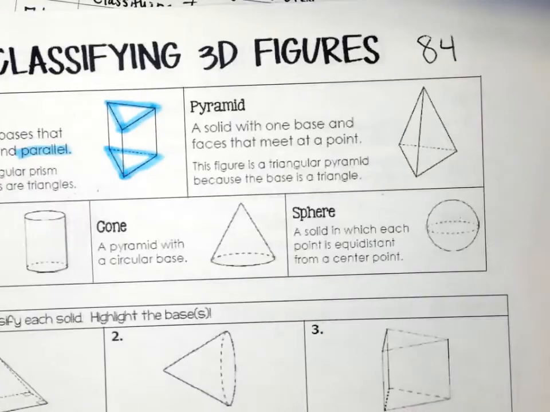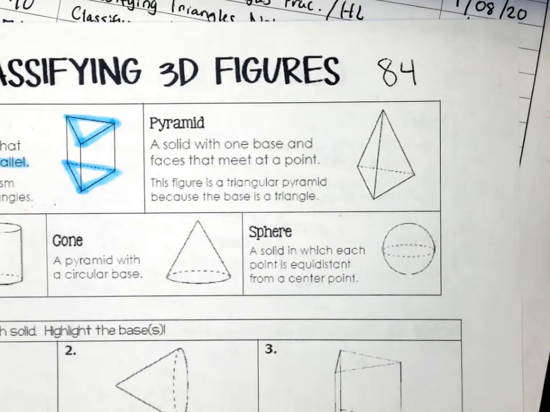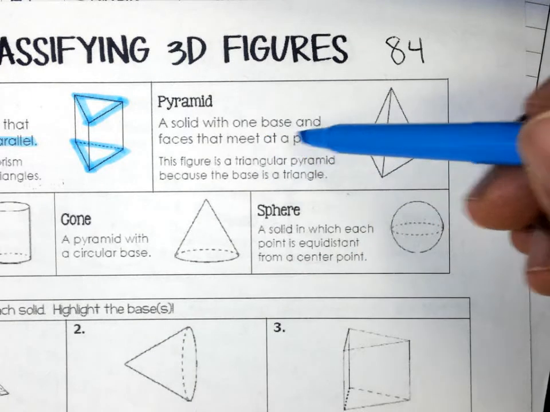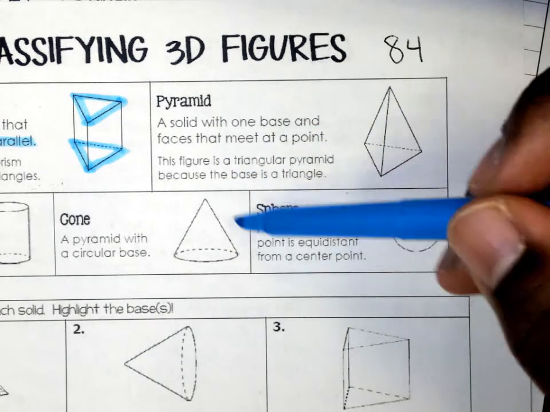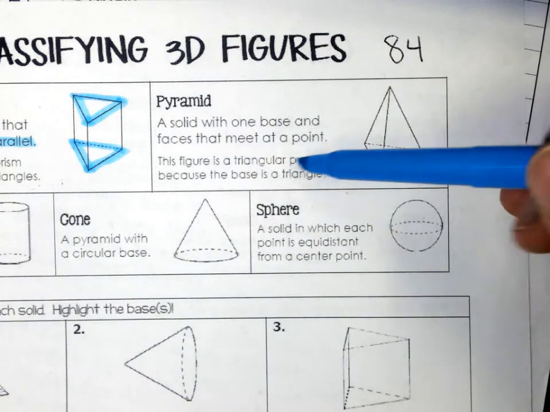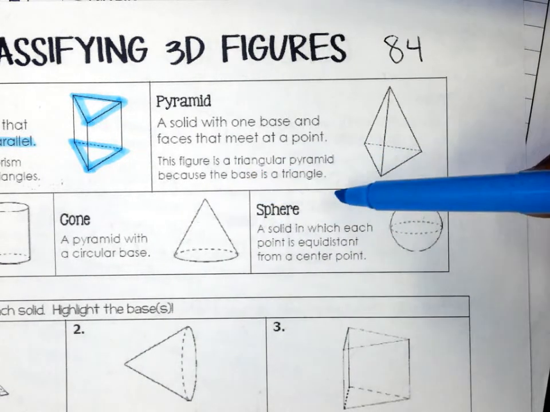A pyramid is a solid with 1 base and faces that meet at a point. The figure to the right is a triangular pyramid because the base is a triangle.